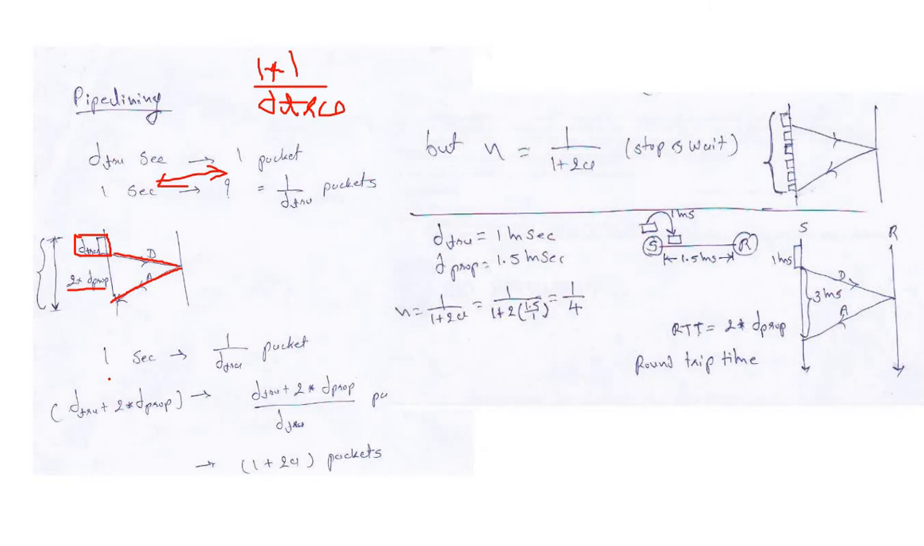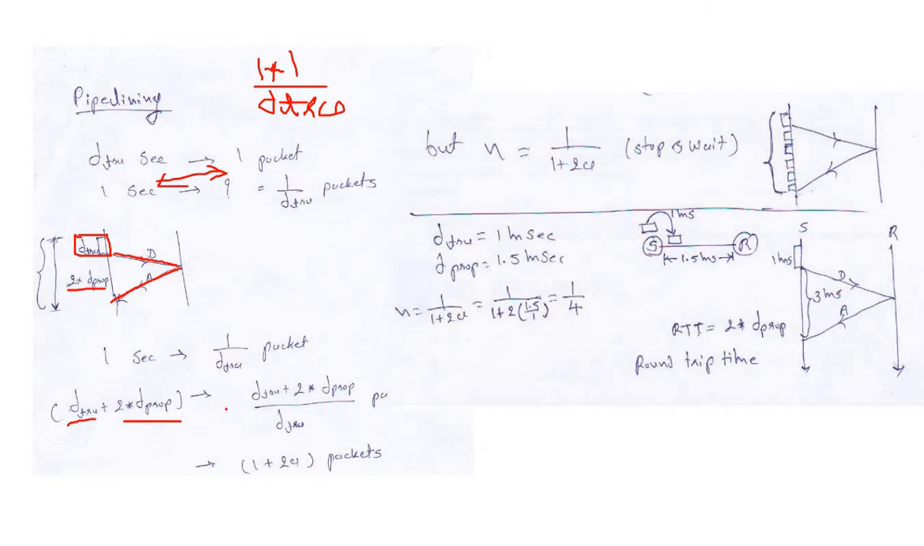So queuing delay and processing delay are negligible. We are considering transmission delay and propagation delay only. But propagation delay we are considering 2 times. One is for the transmission of data and second one is for receiving the acknowledgement. So total time is equal to transmission time plus 2 into propagation time. So as we have derived here, at 1 second we are able to send 1 upon transmission time packets.